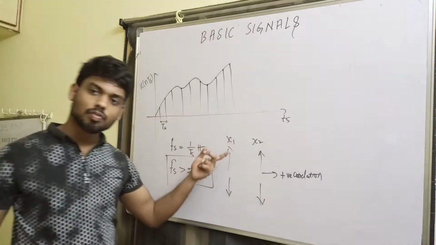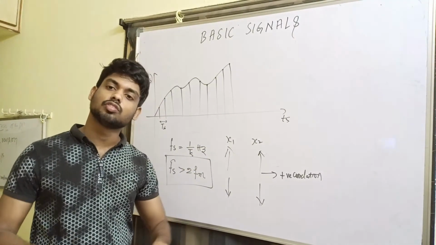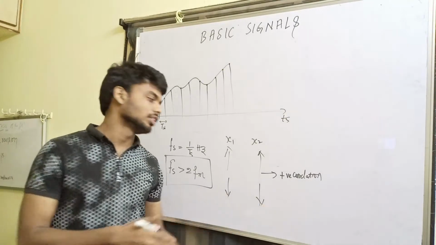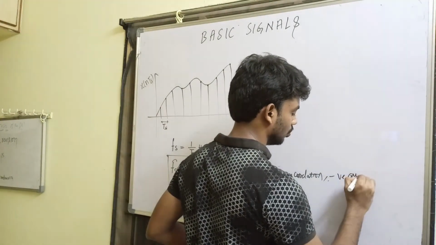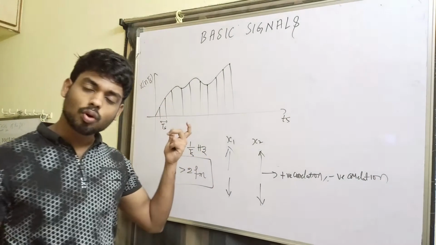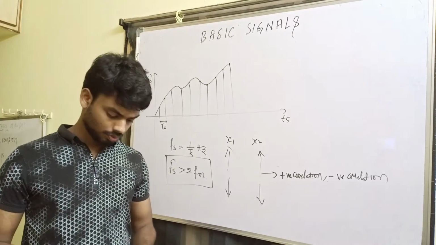If x1 is increasing and x2 is decreasing, or if x2 is decreasing and x1 is increasing, this kind of correlation is called negative correlation, which is quite opposite to this particular scenario. So in our case, what are the two variables that we are taking? A continuous time signal and a discrete time signal. Okay.